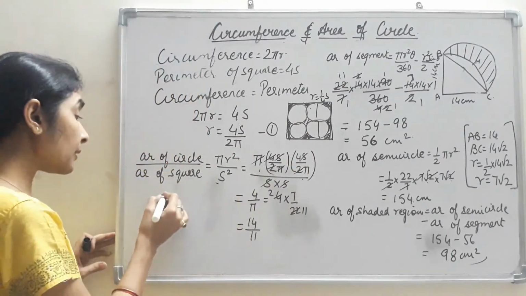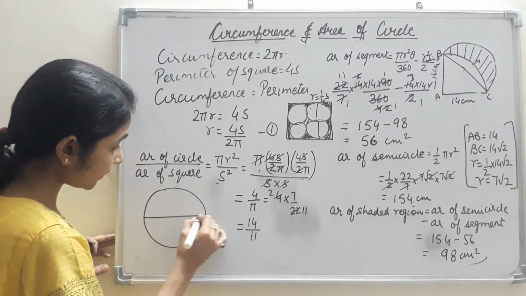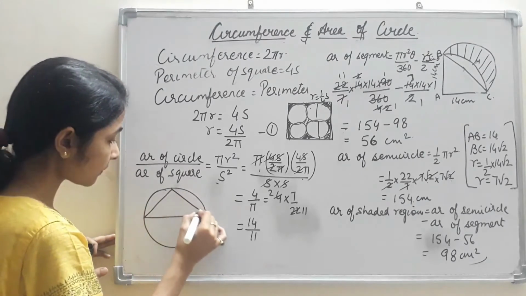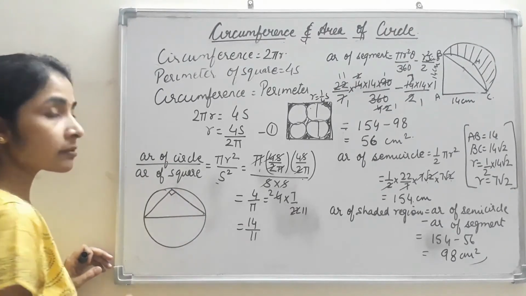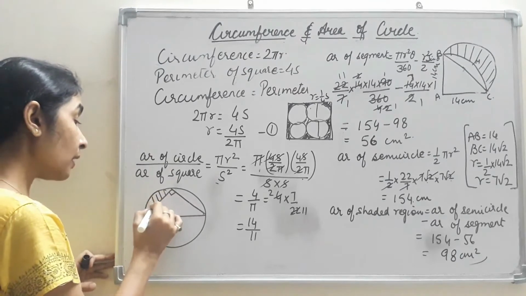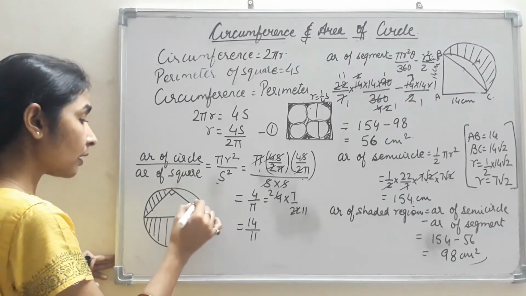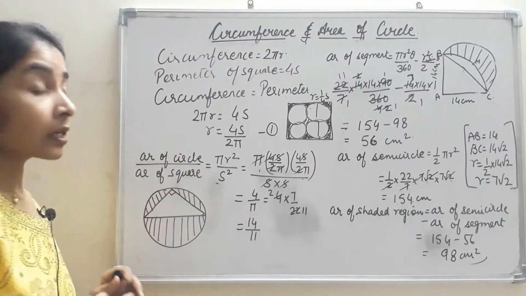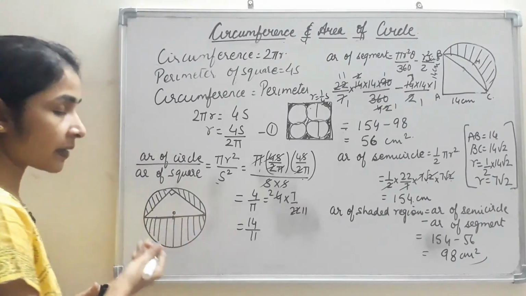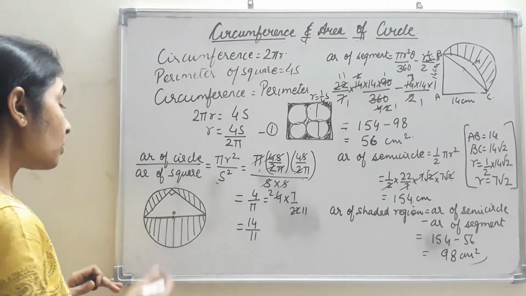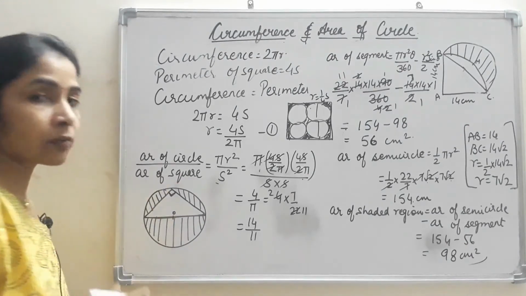One more example: sometimes you are given a circle, and in that you are given a diameter. This type of figure is given to you, and you are given that this angle is 90 degrees. The radius is also given. Now you are asked to find the area of this shaded region. Everything is given here: this is the diameter, this is the center of the circle, so a line passing through the center of the circle is the diameter. Here you are also given that this angle is 90 degrees. Now you have to find the area of the shaded region.